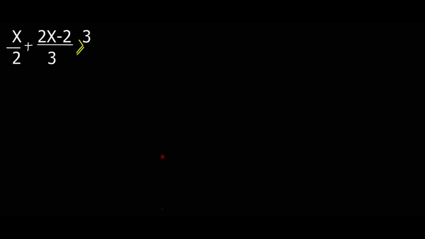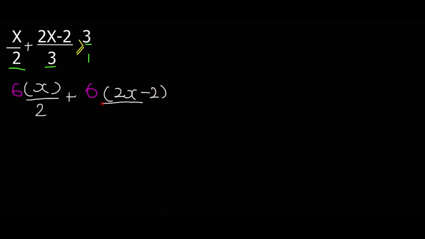And then what about this one? Even this one, we can see that it's a fraction, so we have to look for the LCD. We have 2, 3 and 1, so we can see that the LCD is 6. Therefore we will multiply both sides by the LCD. We do the same thing here.